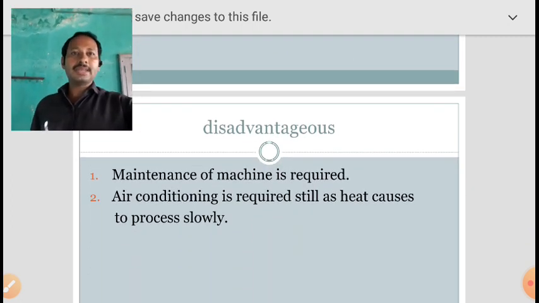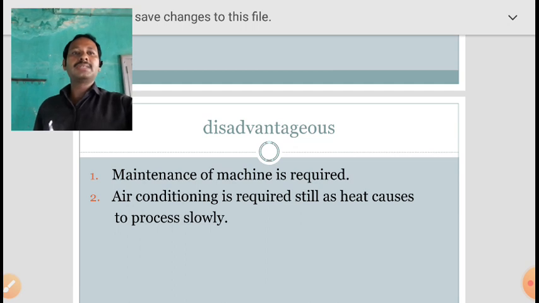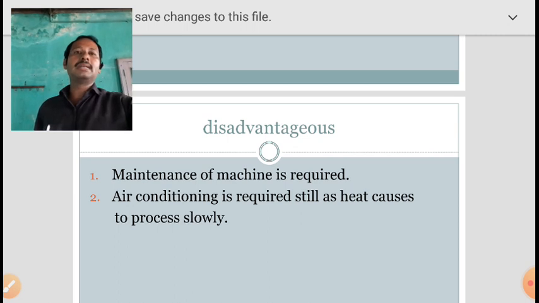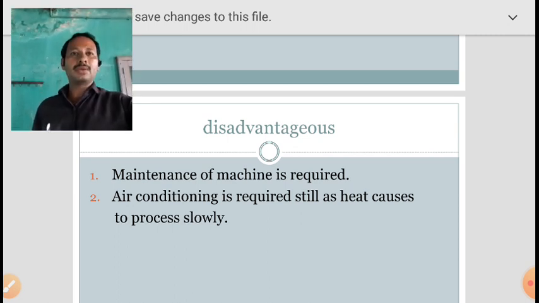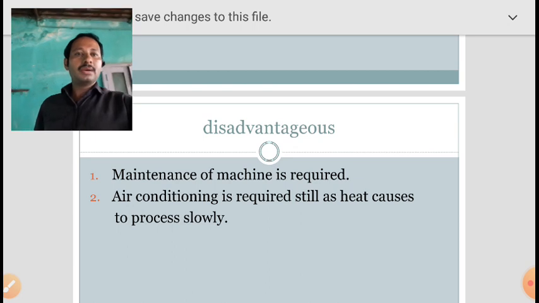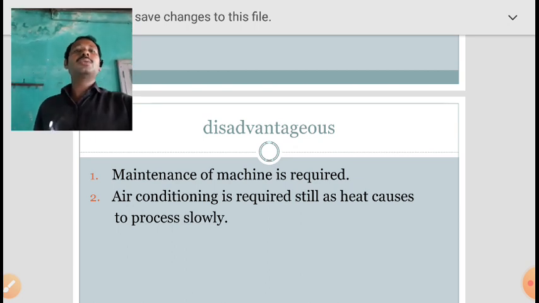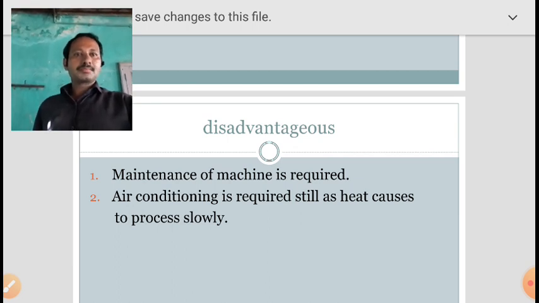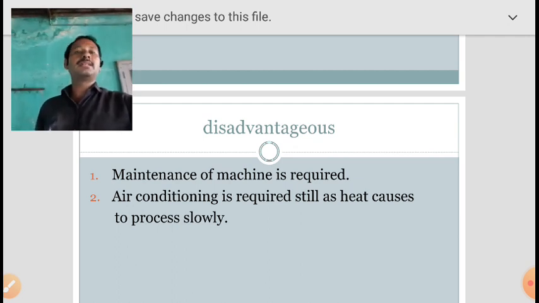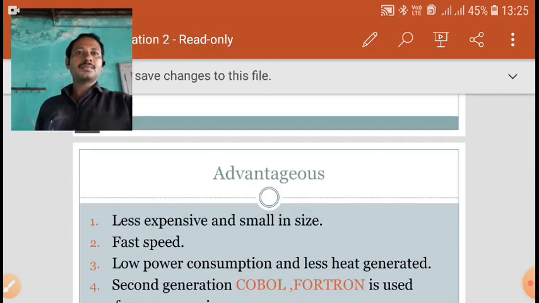And there are some disadvantages: maintenance of the machine is required. Obviously it generates less heat compared to the first generation, but maintenance is still required to complete the task, and an air conditioner is required, because heat causes the process to run slowly. The second generation generates less heat than the first generation, but you still set the air conditioner here.